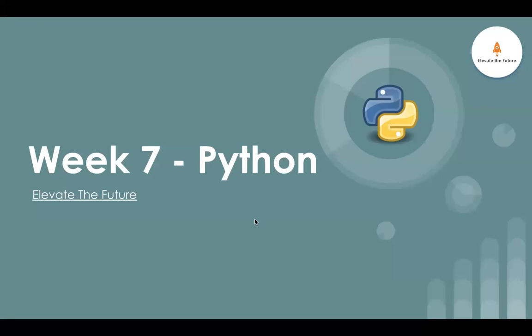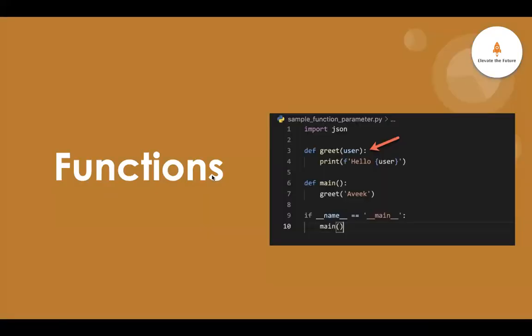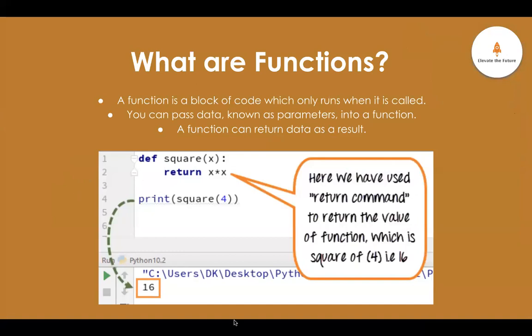Today we're going to be going over functions. What are functions? A function is a block of code which only runs when it's called. You can pass data known as parameters into a function. A function can return data as a result. So this image is an example of a function.